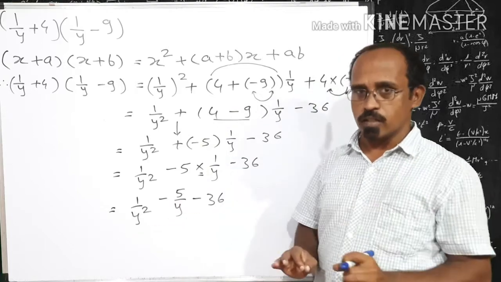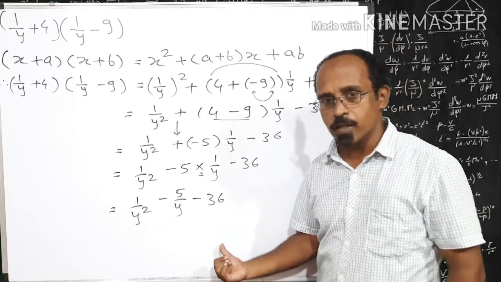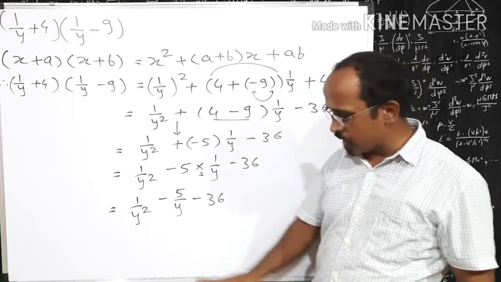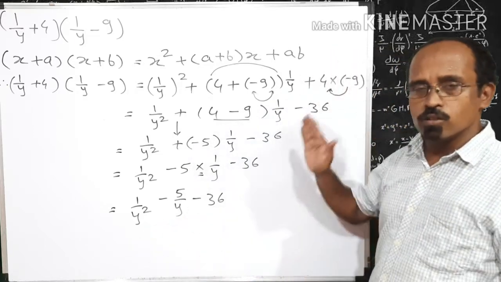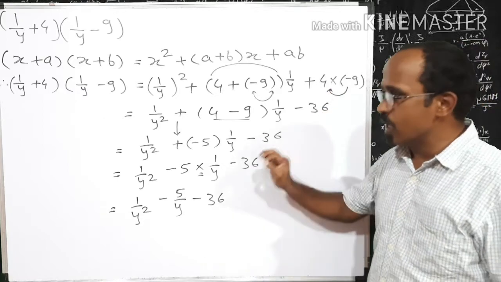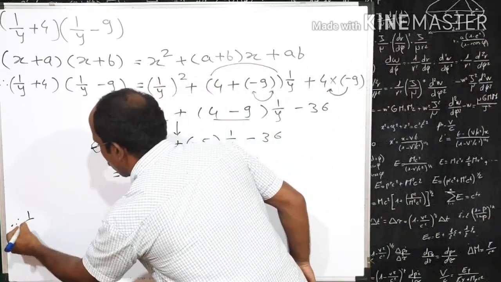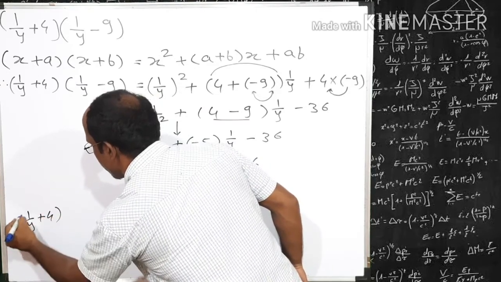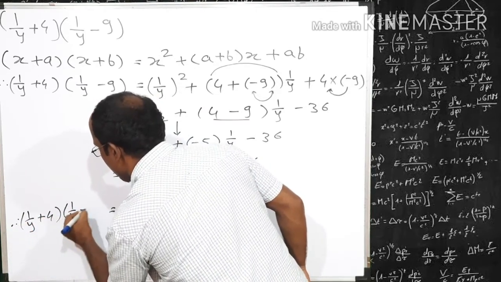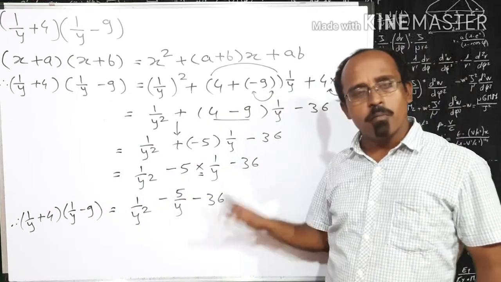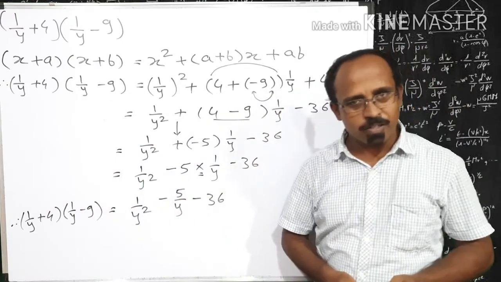We can't do their addition, subtraction. So it is our final answer. When do we decide the answer is final? Whenever all of the terms in the answer are unlike. Hence it is our final answer. Therefore we can say that 1 upon y plus 4 into 1 upon y minus 9 is equal to 1 upon y square minus 5 upon y minus 36. Clear friends? Thank you.